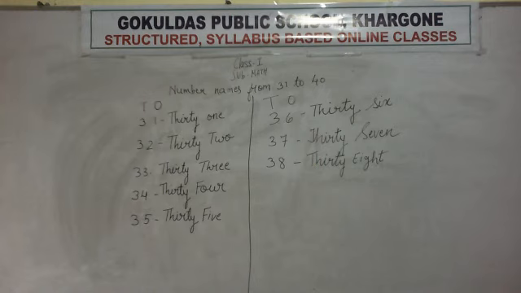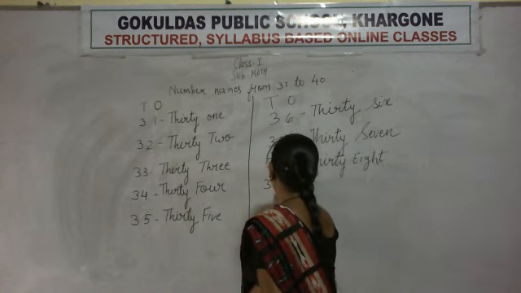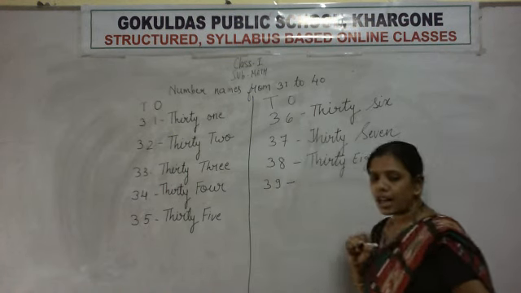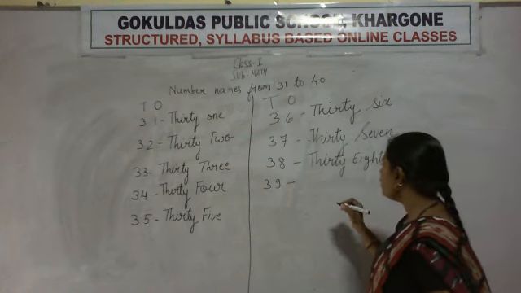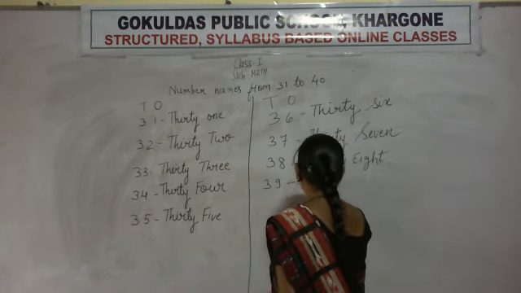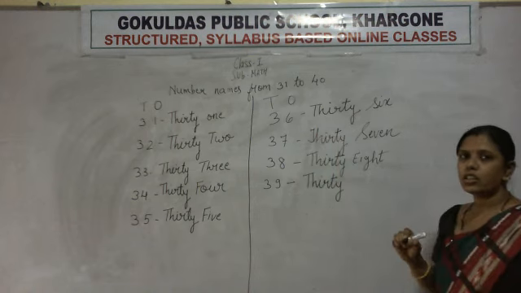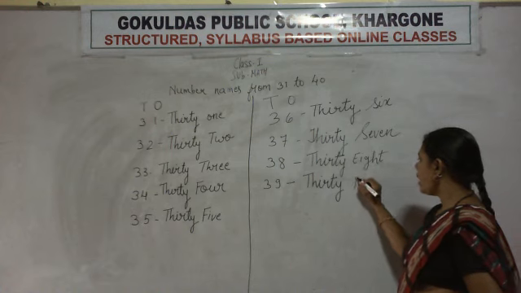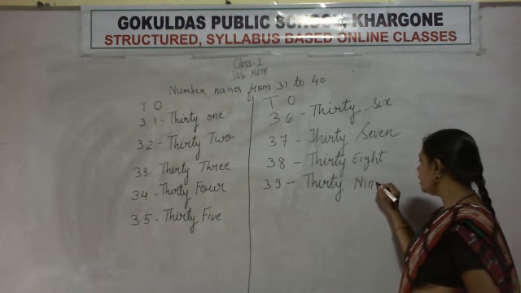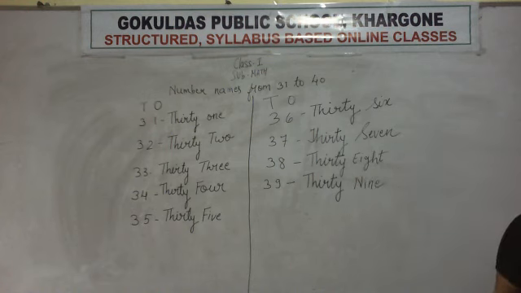Okay. After 38, which number will come? 39. Very good. 39. First write the spelling of 30. What is the spelling of 30? THIRTY. 30. And what is the spelling of 9? NINE. 9. 39. Very good. Write fast.